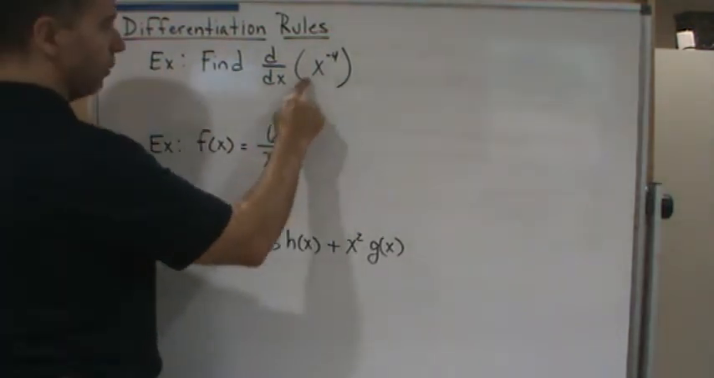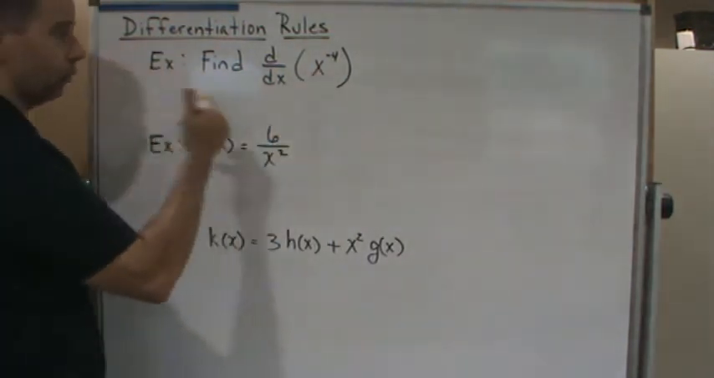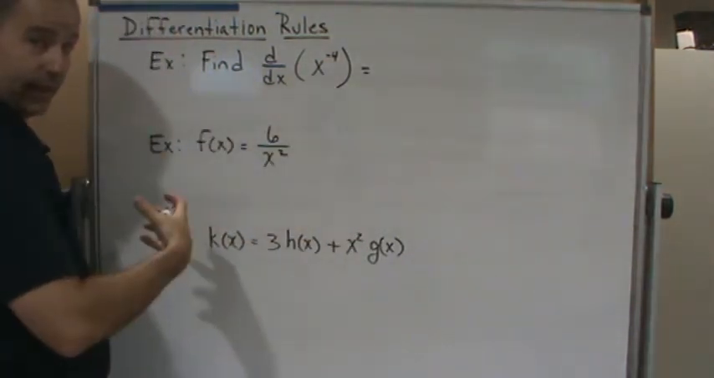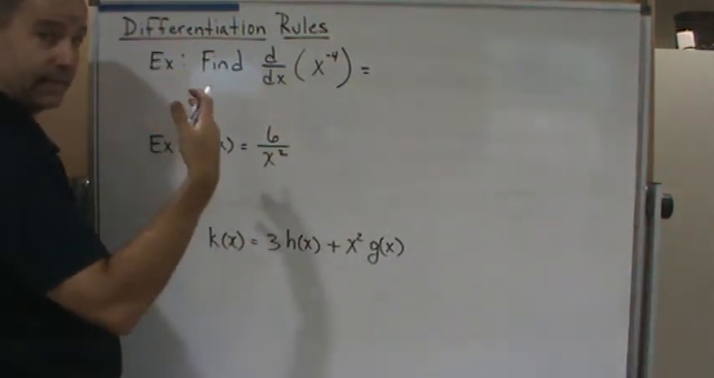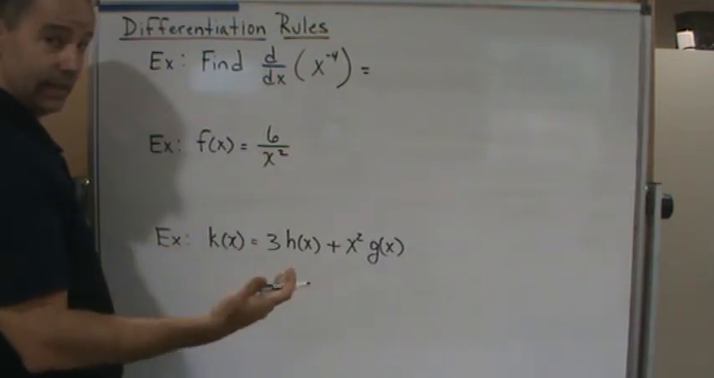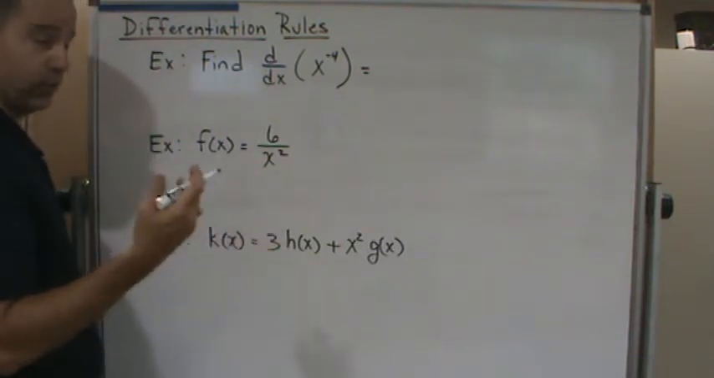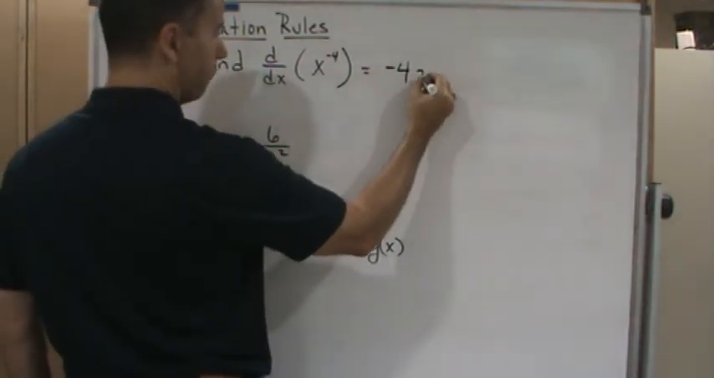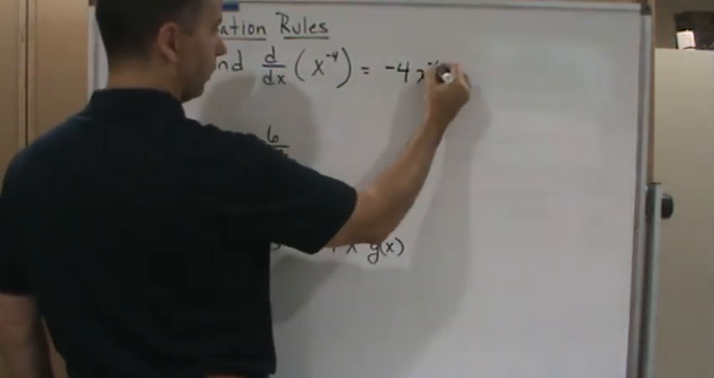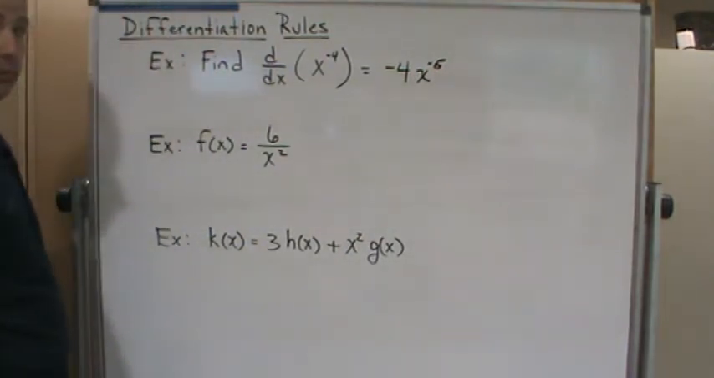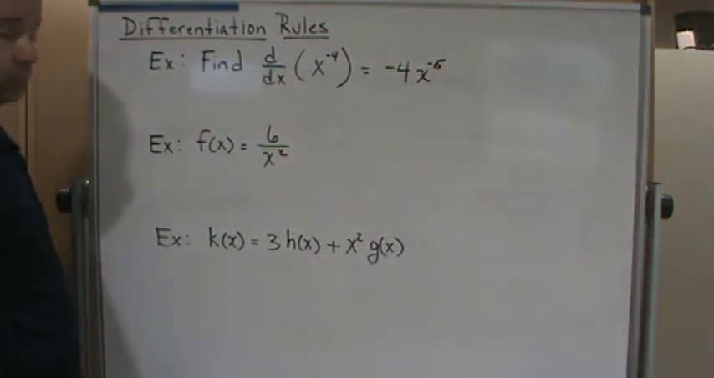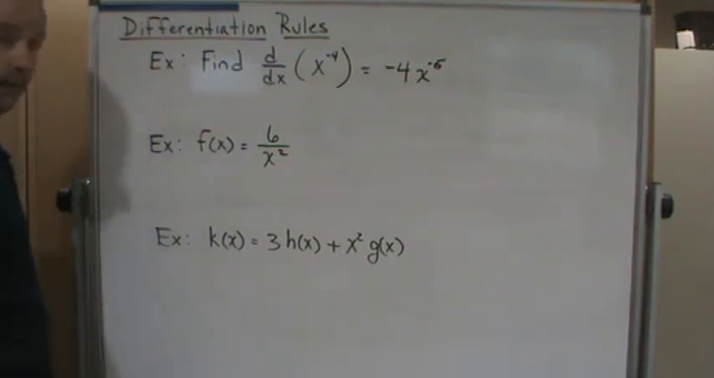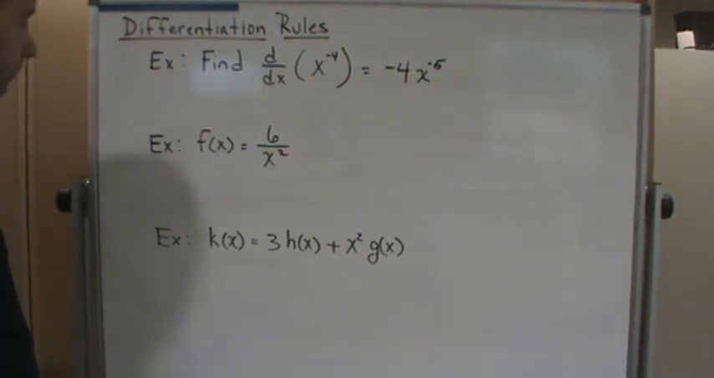Since this is a power, right, we're dealing with power, we're going to use the power rule. So what do we do? We bring the exponent down in front and then decrease the exponent by 1 unit. So the derivative of this is going to be negative 4x to the negative 5, right? So if I subtract 1 from negative 4, I get negative 5. And so that's it. That's all you have to do.